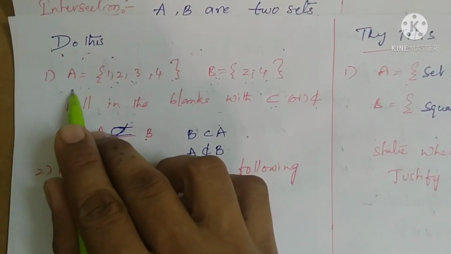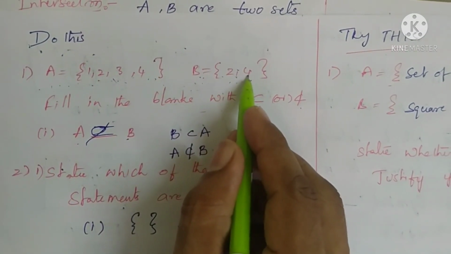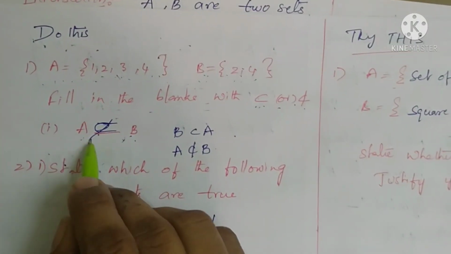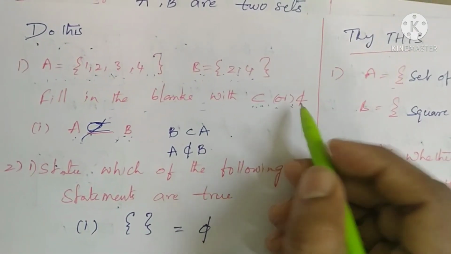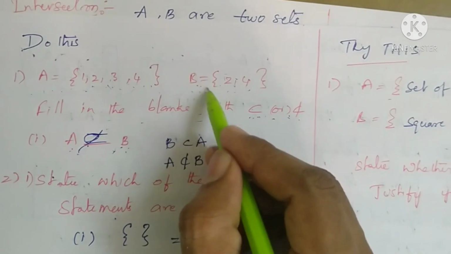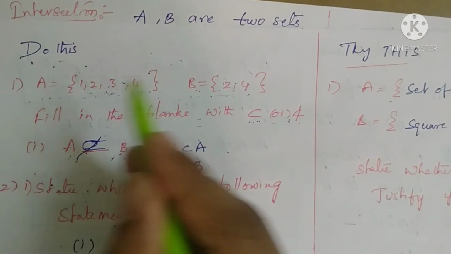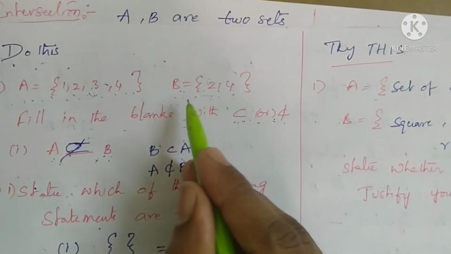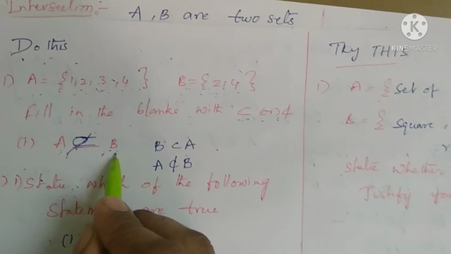So do this first question. A is equal to the elements 1, 2, 3, 4. B is equal to 2, 4. Fill in the blanks with subset or not a subset. So here our first question is A dash B. Here the elements of B are a part of the elements of A. So B is a part of A, right? So here B is a subset of A. B is a proper subset of A. And A is not a subset of B. Here our final result is A is not a subset of B.